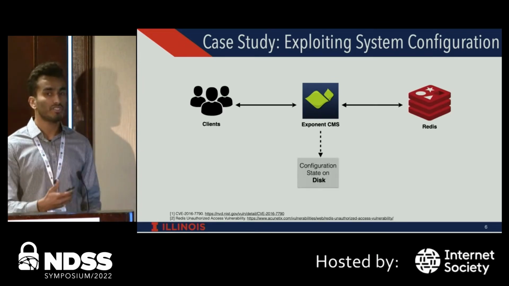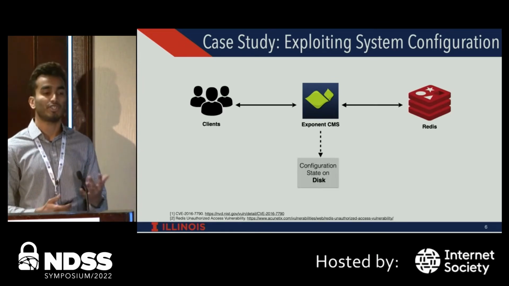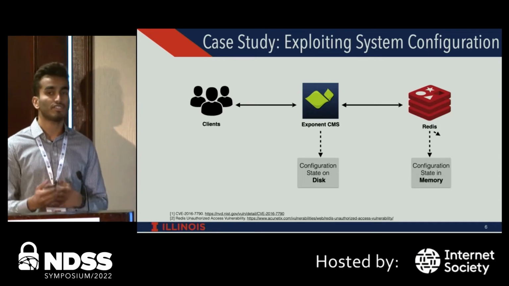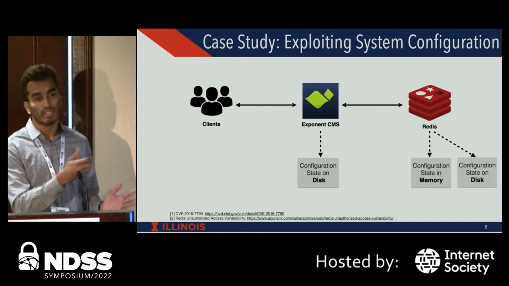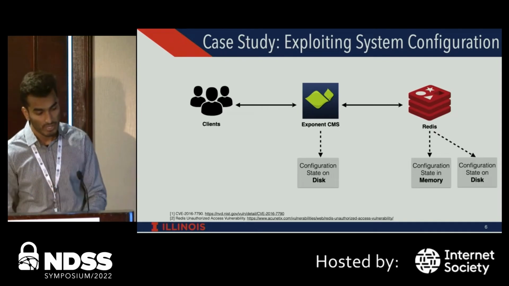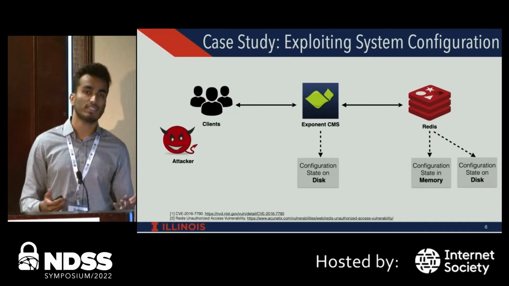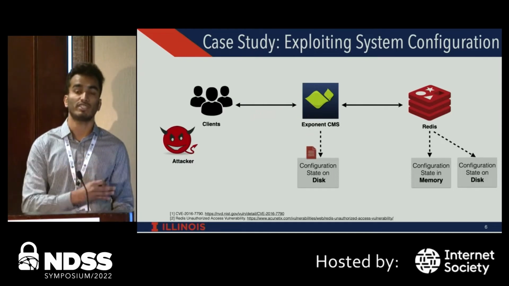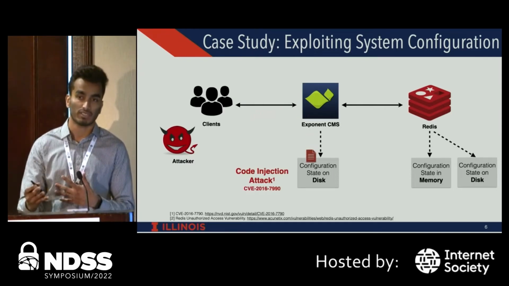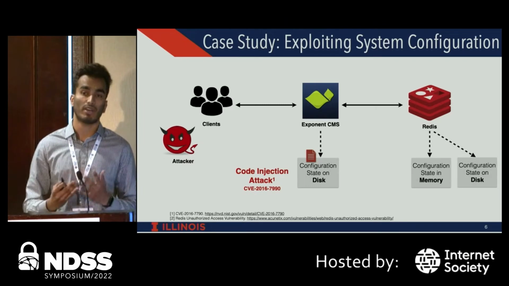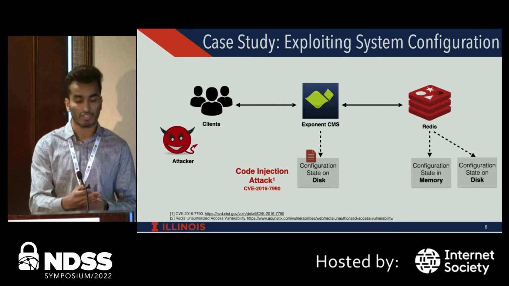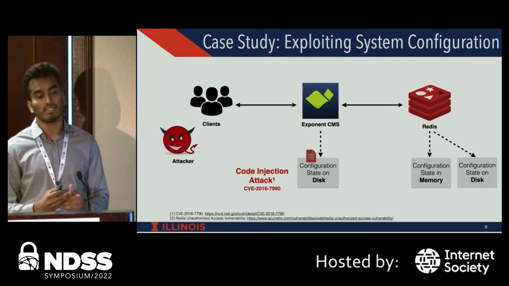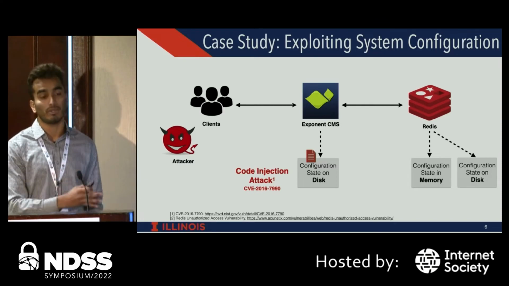The configuration state of the Exponent CMS can be updated on disk, whereas the configuration state of Redis can be updated both on disk and in memory. The attacker in this case performs a series of attacks. First, the attacker exploits an underlying vulnerability in Exponent CMS, overwrites the configuration file, and injects code into the configuration file of the CMS. In this case, the configuration state of the CMS is updated on disk.